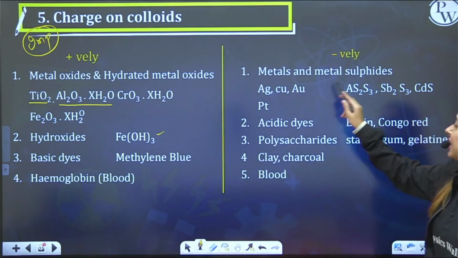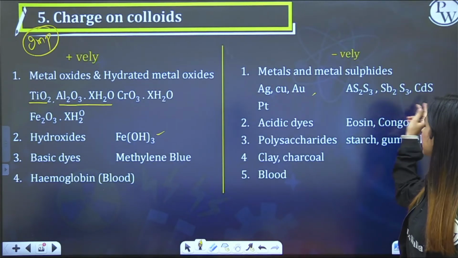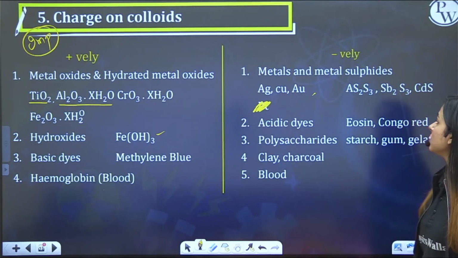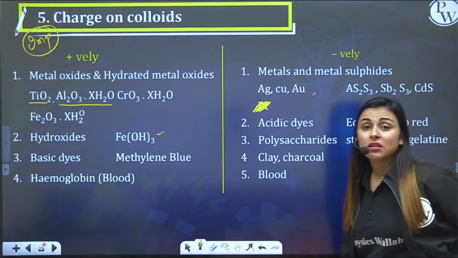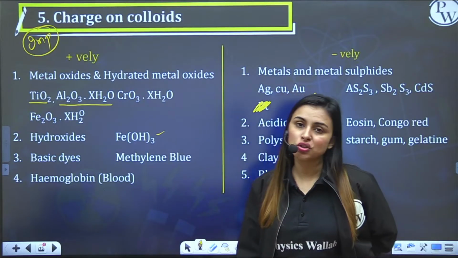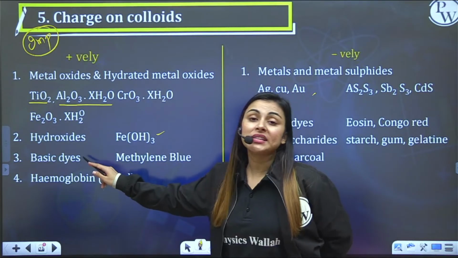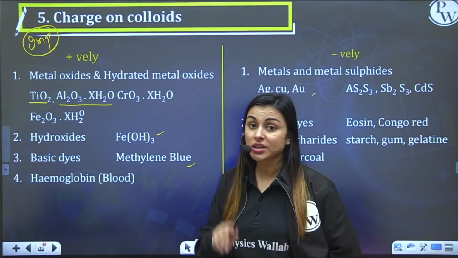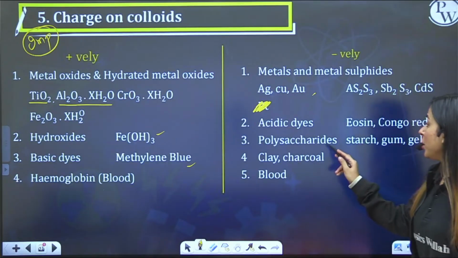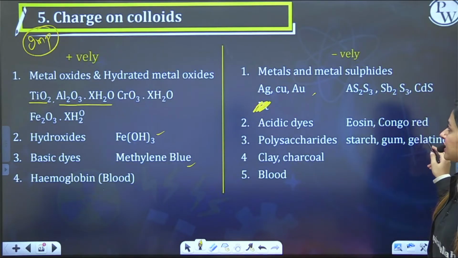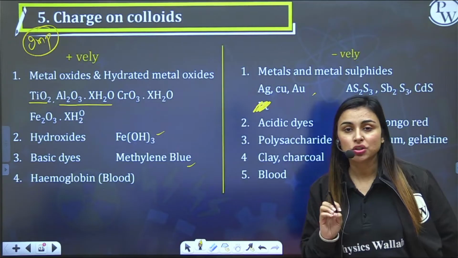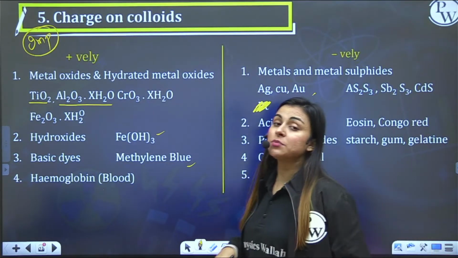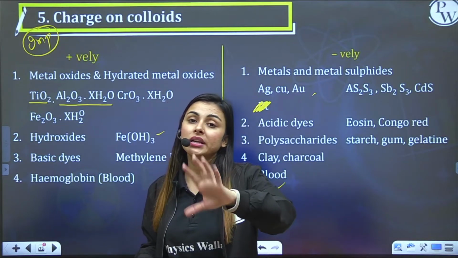All the metals and their metal sulfides, these are metals and these are their sulfides, for example platinum sulfide or something, so we'll write this. All these, my dear students, are negatively charged. Okay, next, all the basic dyes, for example methylene blue, are positively charged. Now all the polysaccharides, starch, gum, gelatin, etc., these are negatively charged. Okay, clay, charcoal, these are negatively charged. Blood is negatively charged, but the hemoglobin of blood is positively charged.